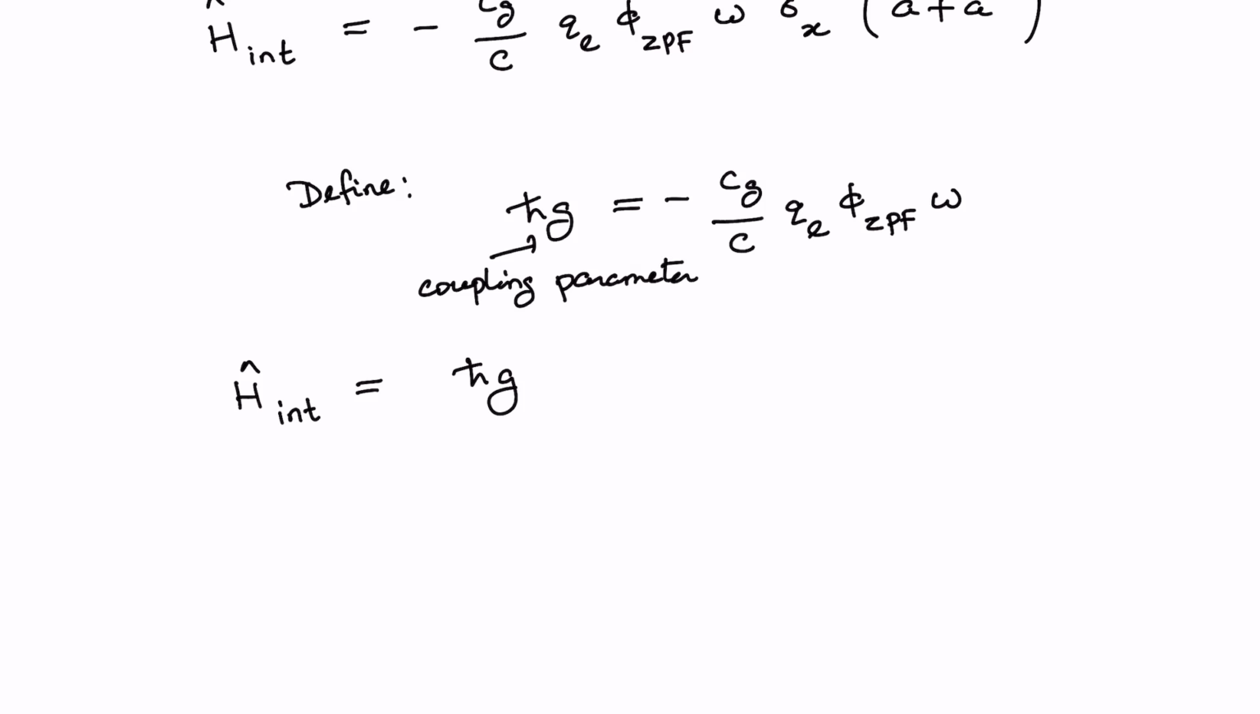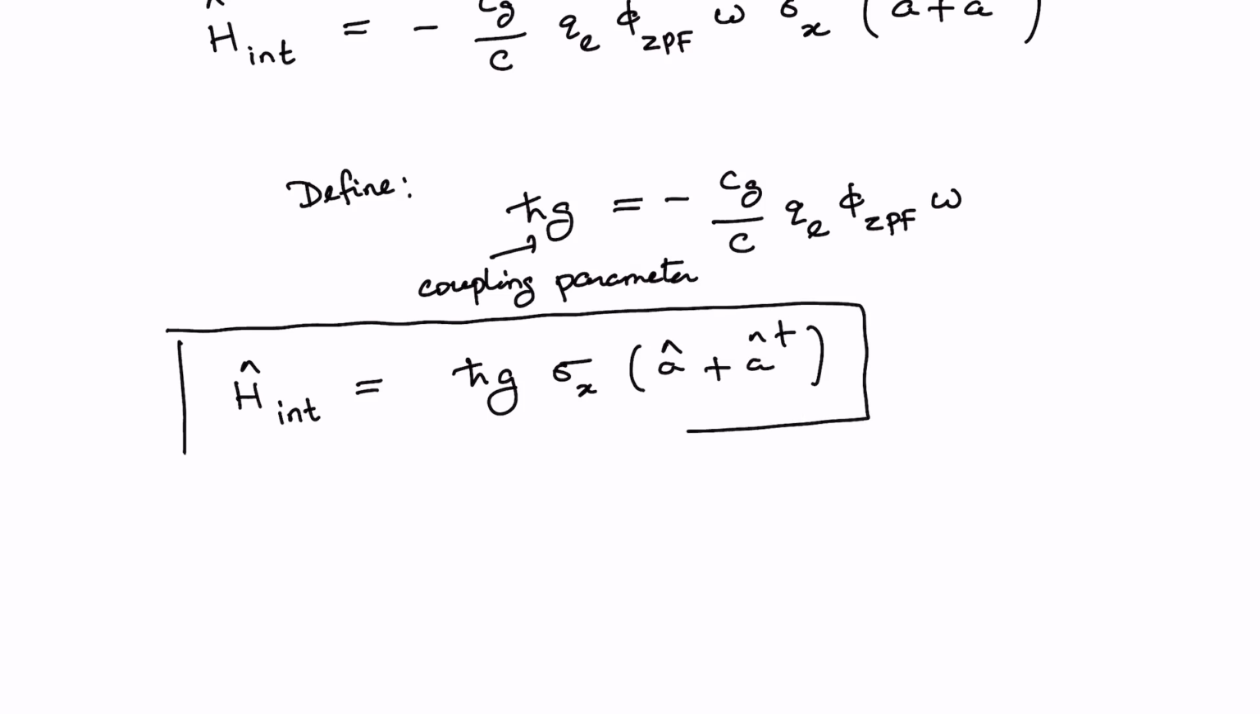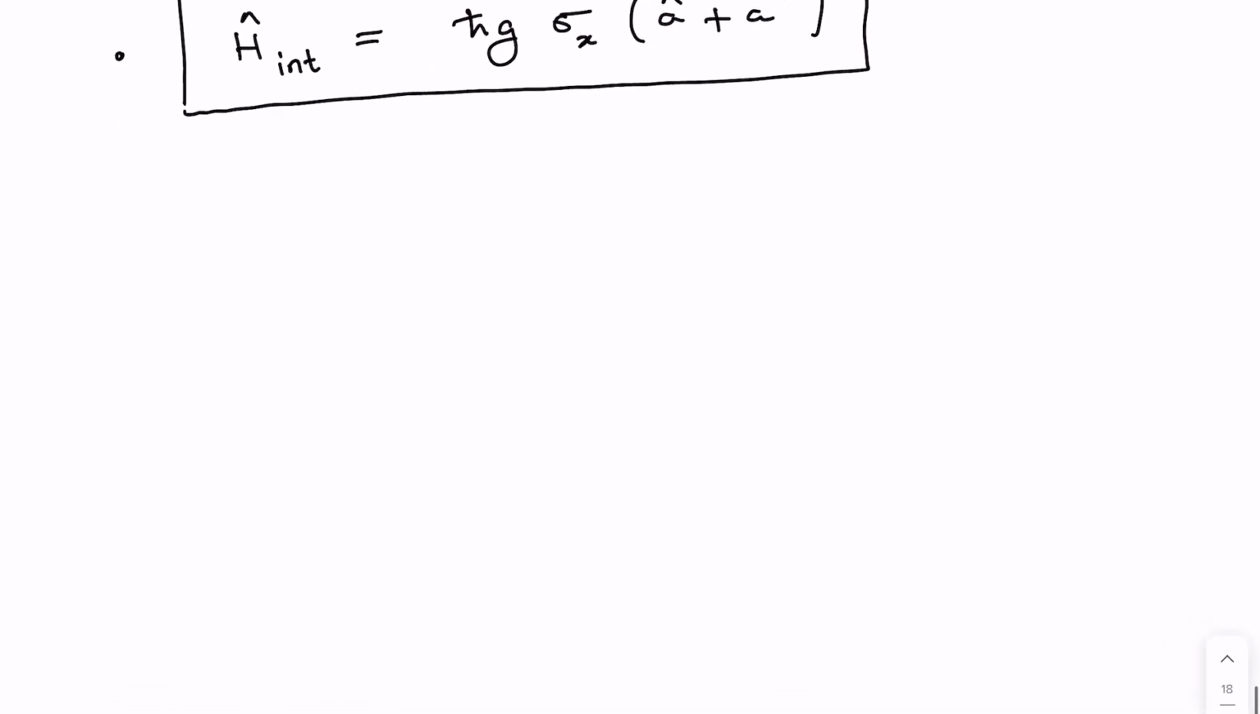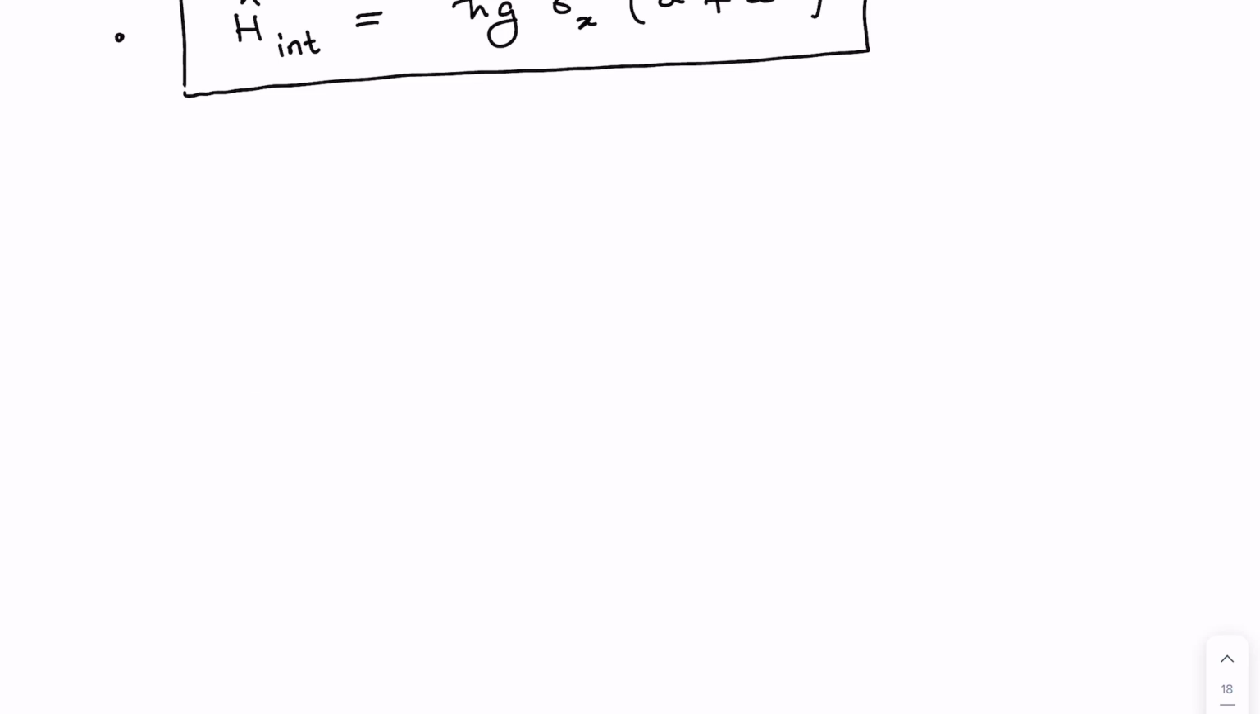Then in terms of this coupling parameter, I can write a very compact form of the interaction Hamiltonian, single mode interaction of the field with the Cooper pair box, the two-level Cooper pair box, by this interaction Hamiltonian. This enables us to describe the whole system of the Cooper pair box and the transmission line resonator through a Hamiltonian.